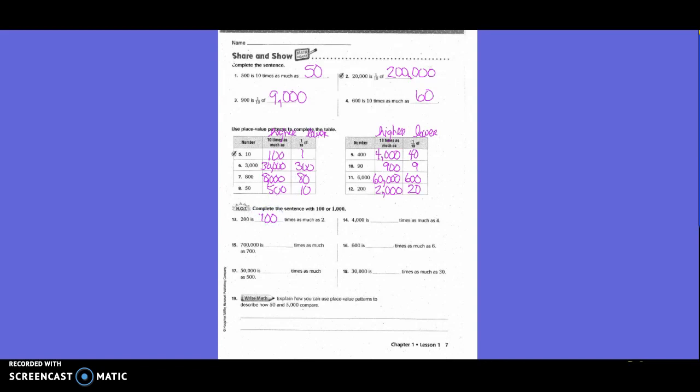Okay? Number 14. They went from 4,000. So 4,000 is blank times as much as 4. So how did they get from 4 to 4,000? Times 1,000, right? And so we put 1,000 here. Okay. Then we have 700,000 is blank times as much as 700. So how did they get from 700 to 700,000? So basically, how many more zeros are there? 3. So then we would say 1,000.